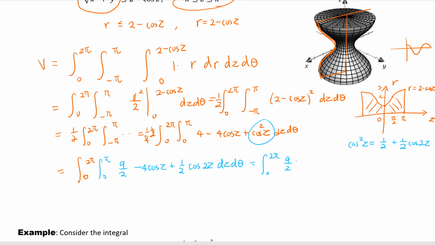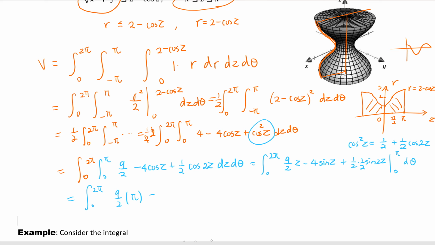So we have 9 over 2 z, minus the integral of cosine z, which is positive sine z, so 4 sine z. Okay, the integral of cosine 2z is sine 2z, and then divided by 2 because of the chain rule. z from 0 to pi, d theta. Okay, now let's see. We have 9 over 2, and then we have pi minus 0.